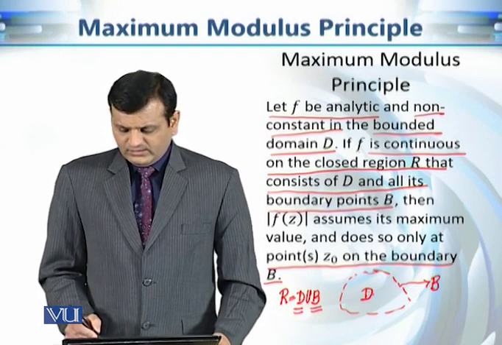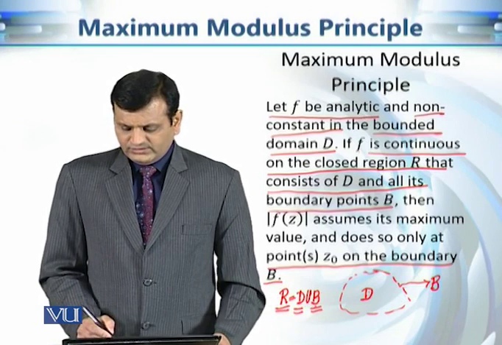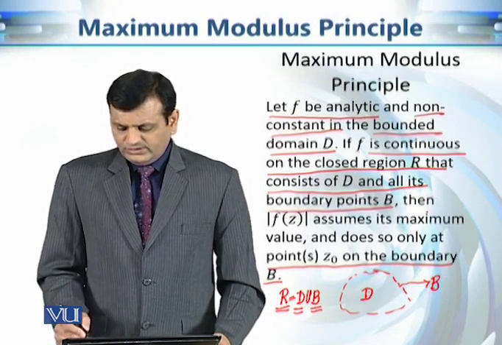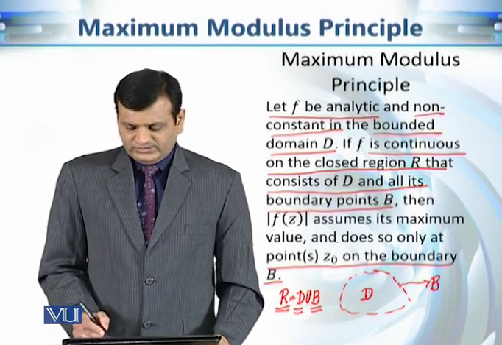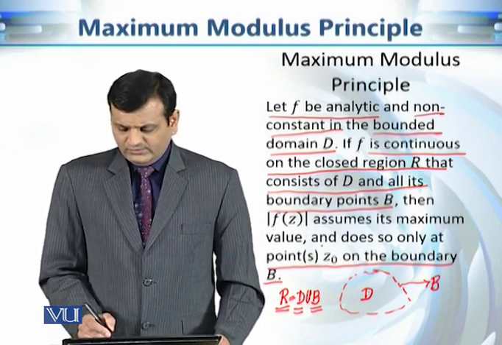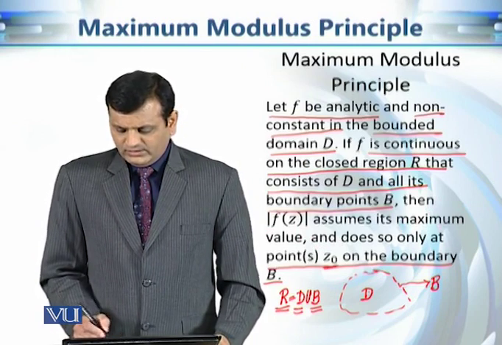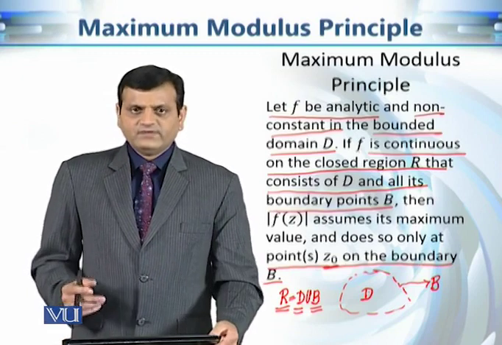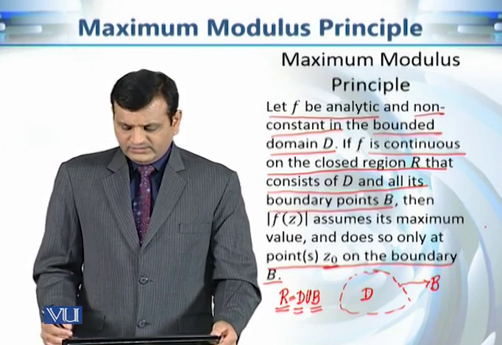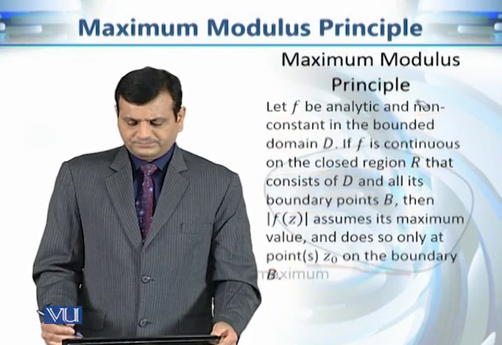Okay, so analytic on the domain D and continuous on this set R, which is domain D union its boundary points. Then the consequence of these assumptions is that the modulus of this complex valued function assumes its maximum value, and does so only at the point z0 at the boundary. So the point is the maximum value exists only at the boundary, and under these conditions it definitely exists.